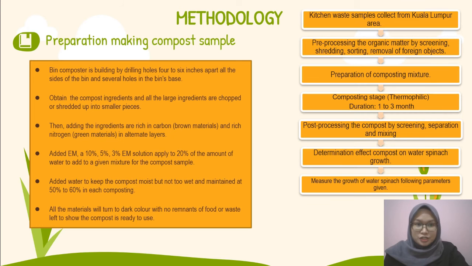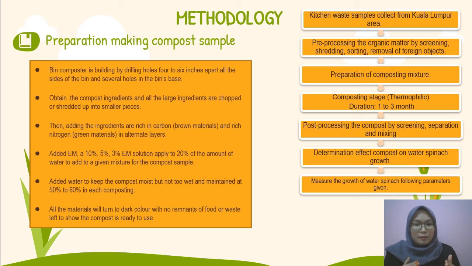Okay, for the methodology, I will prepare the compost samples. Firstly, I must prepare the bin composter by drilling holes 4 to 6 inches apart on all sides of the bin and several holes in the bin base. Then I will obtain the compost ingredients, and all the largest ingredients I will chop or shred into the smallest pieces. Then I will add ingredients rich in carbon, which is brown material, and also nitrogen, which is the green material, in alternate layers like this.